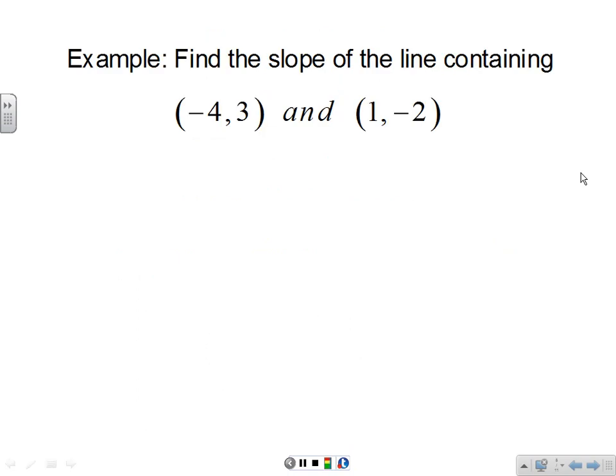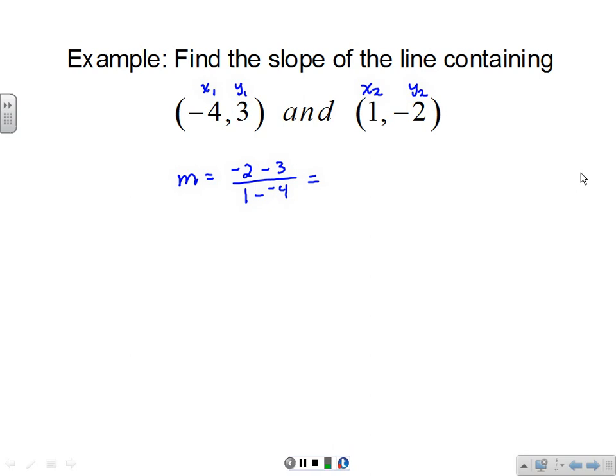Alright, so find the slope of the line containing these 2 points. So again, you can label them if you want to, x1, y1, x2, y2. And so we'll have M is equal to, again, it's going to be the difference of your y's, so we'll have negative 2, minus, comes from the formula, 3, y2 minus y1, over x2, which is going to be 1, minus, comes from your formula, and you have a negative 4 as an x1.